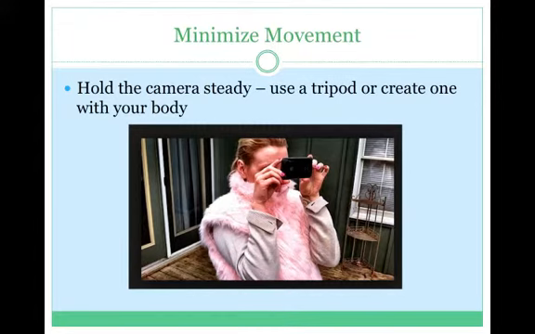Minimize movement. So we talked about with video, this is important. It's also important with still photos. The more shake you have with a little camera trying to take a still photo, the less crisp and clear that photo will be. So you want to hold the camera steady. Use a tripod if you have one, or create one with your body. See how this woman has her elbows tucked close to the sides of her body. She's holding that camera in both hands, and she's keeping it close into her body to minimize the shake that might come if she held her arms extended.